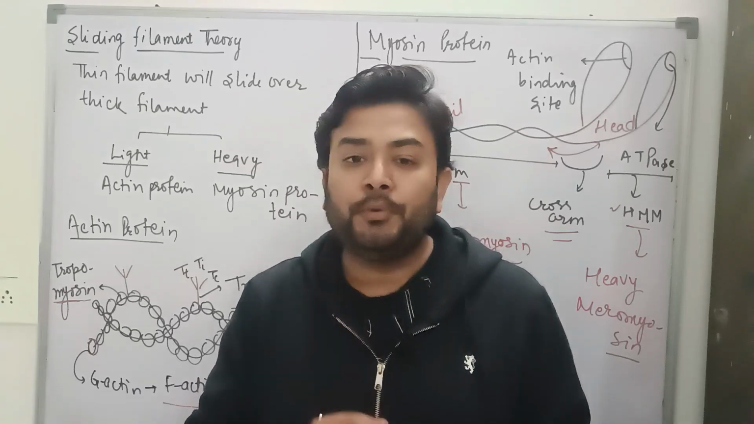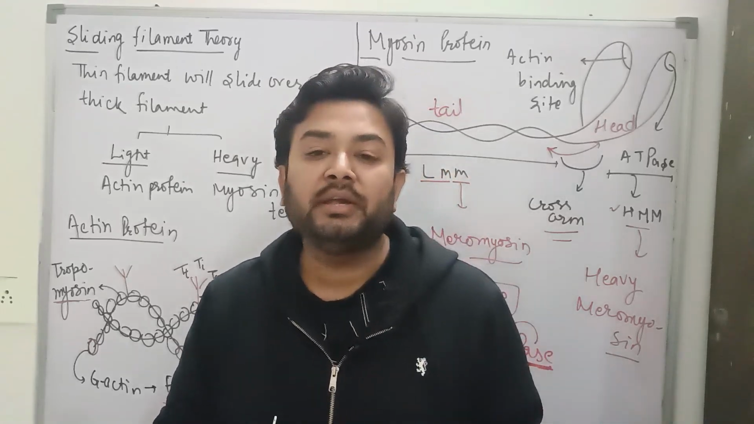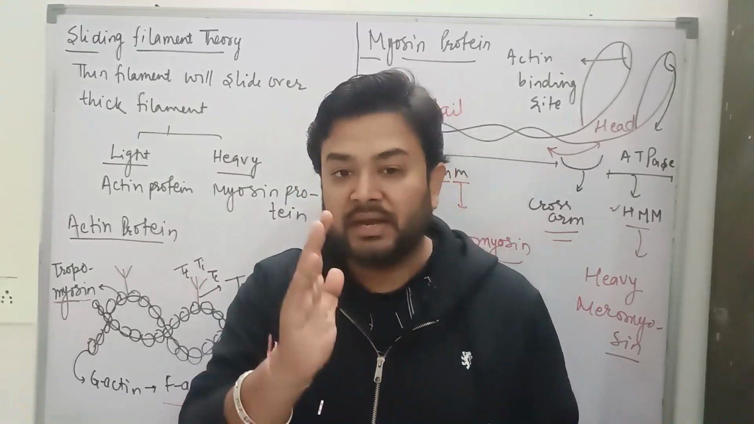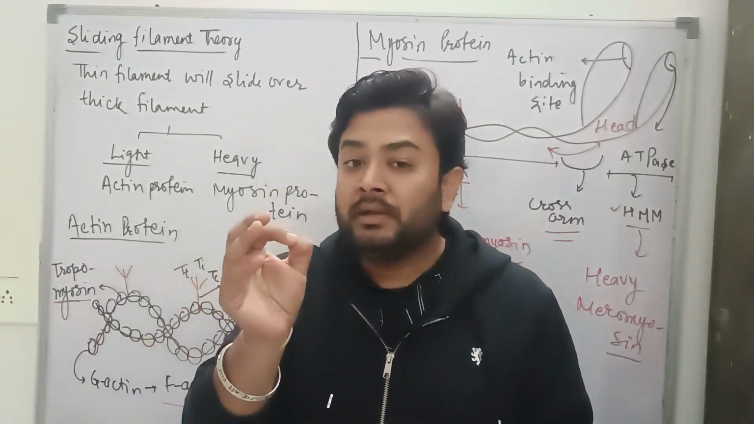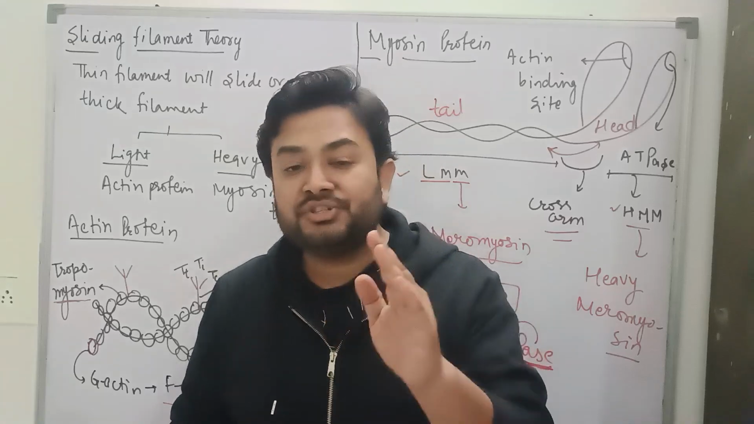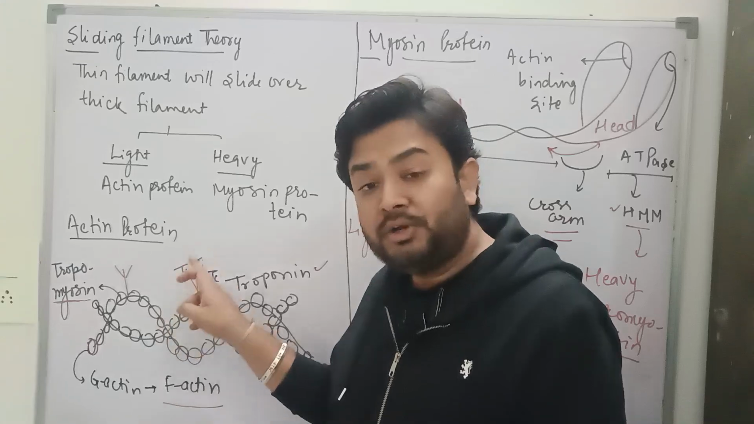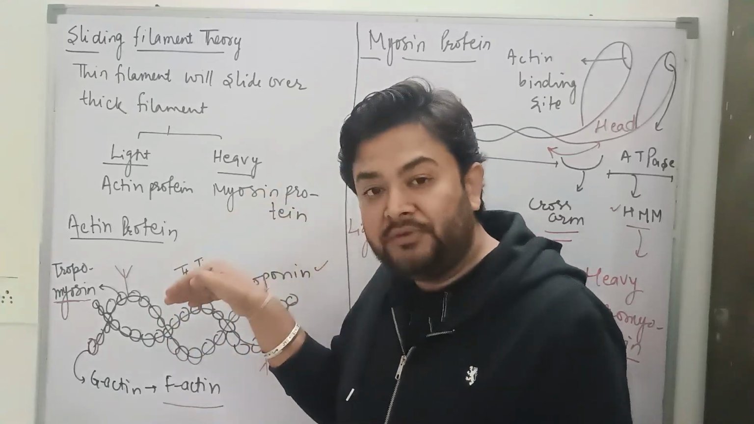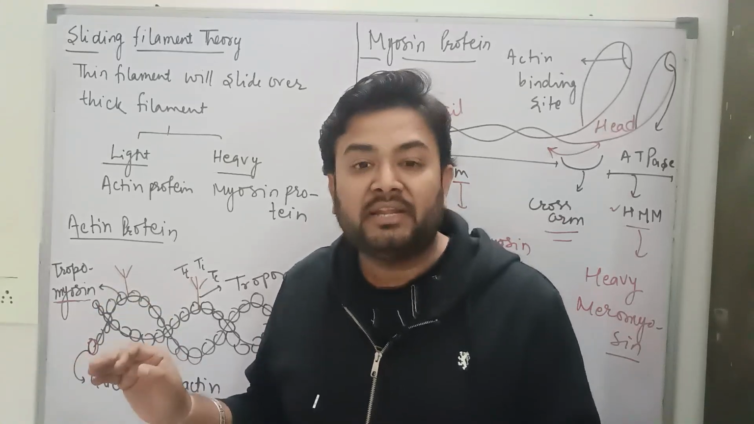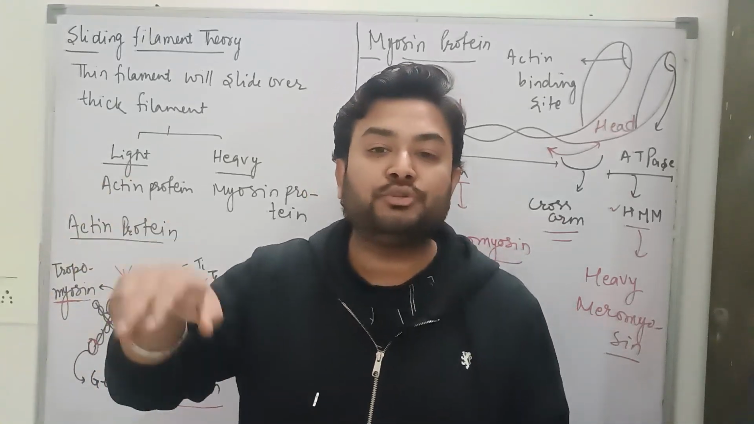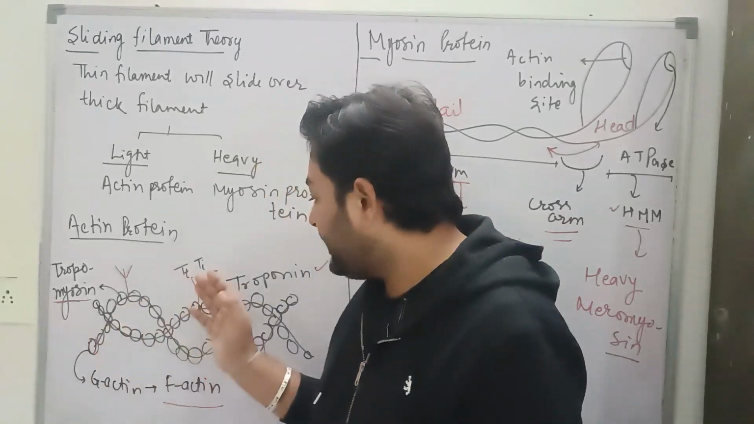That troponin protein is made up of three subunits, very important: TT, TI and TC. The part of troponin which is attached with tropomyosin is known as TT, the part which inhibits the active site over actin is known as TI, and the part of troponin where calcium is going to attach is known as TC.